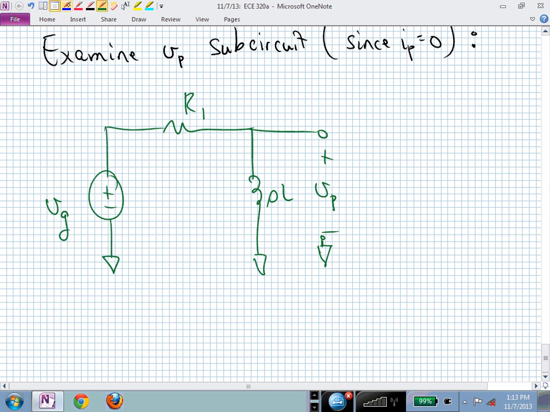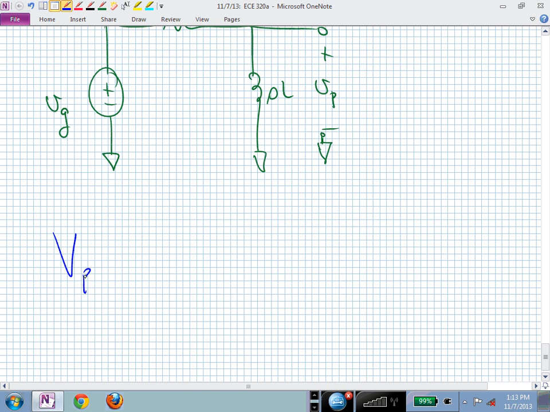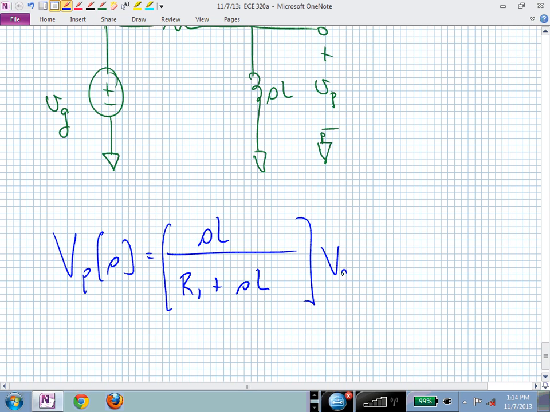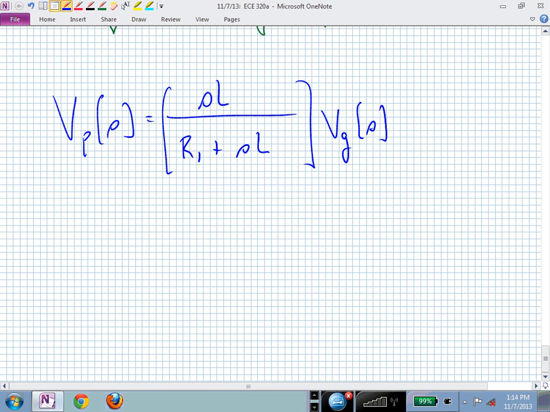So if we solve this circuit, I can solve for V sub P. That's the impedance of the inductor, which is SL, divided by R1 plus SL, times V sub G of S. That's not in any of the forms. That's a mixture of everything. It's not time constant. It's not pole zero, is it? Because my constant is not 1 in the denominator.